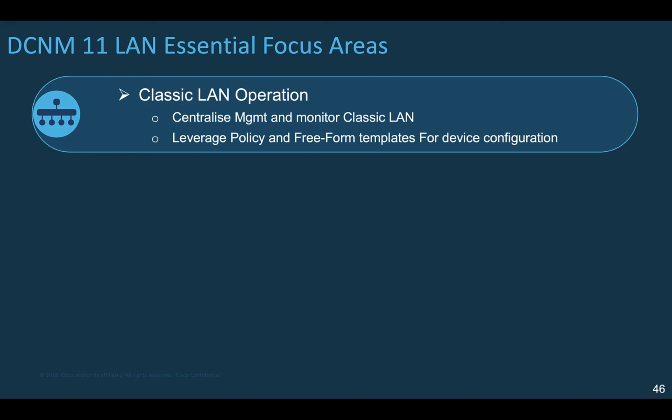DCNM centralizes the management and monitoring for the classic LAN. DCNM can import an existing data center network, or it can deploy a new legacy-based data center network from the ground up using PoAP, for example. The configuration of each classic Ethernet-based device can be achieved using existing DCNM policy templates to automate the deployment. And you will hear many times the term policy templates. You will see this in detail in dedicated sections.